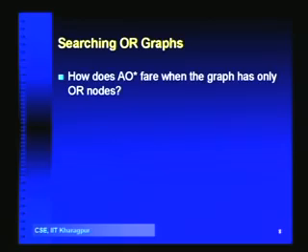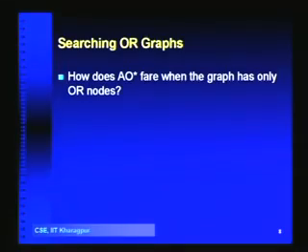So, how does AO star fare? This algorithm that we had so far is called AO star. It is the AND/OR graph search algorithm. So, we call it AO star, AND/OR star. How does it fare when the graph has only OR nodes? Well, it fares exactly like we have in A star, right.